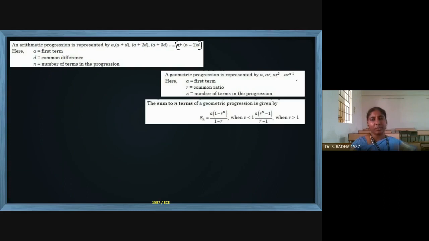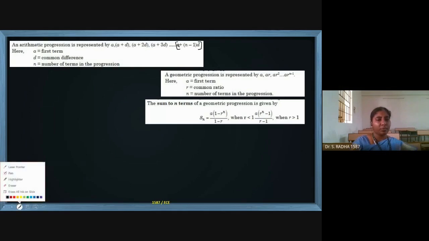This full expression is the nth term in arithmetic progression. This is the geometric progression. So nth term is A into R power n minus 1. A is the first term, R is the common ratio, and n is the number of terms in the progression, both in AP as well as geometric progression.